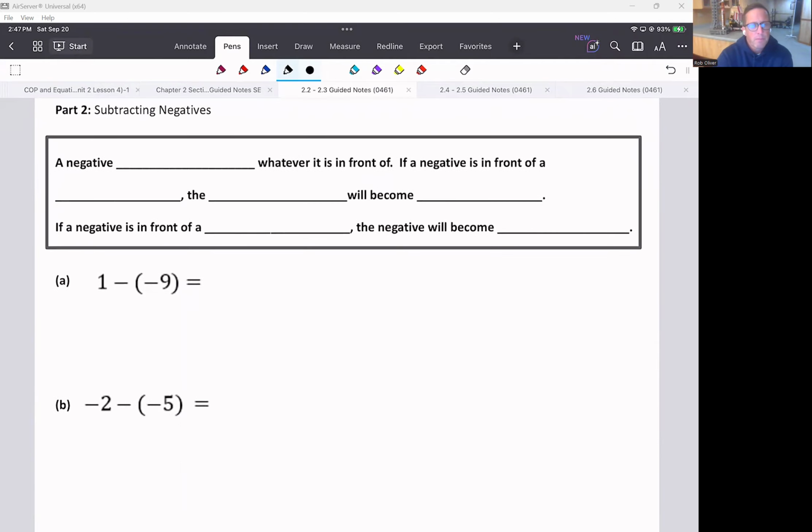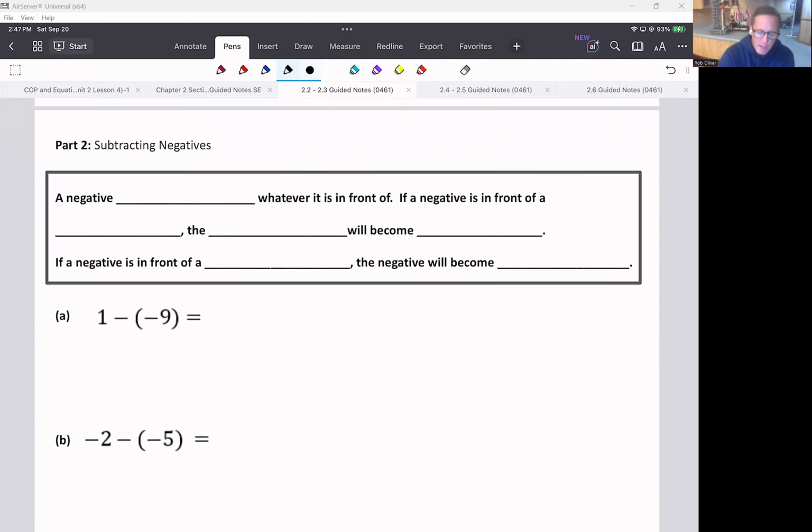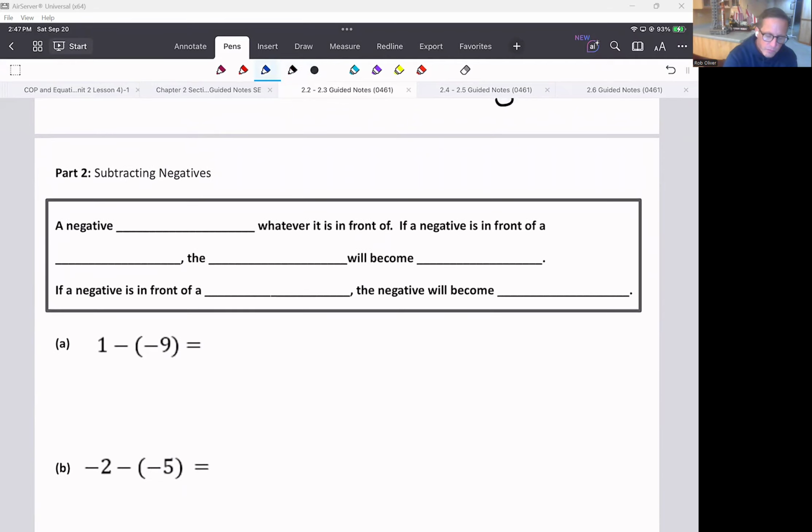A negative negates whatever it's in front of. This sounds redundant, but negates means it cancels, it undoes whatever it is in front of. If a negative is in front of a positive, the positive will become negative. Those are a ton of examples that I was showing you just before.